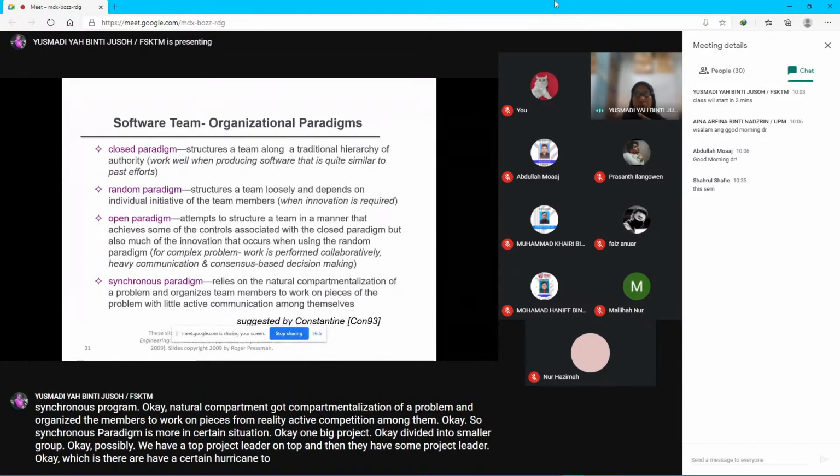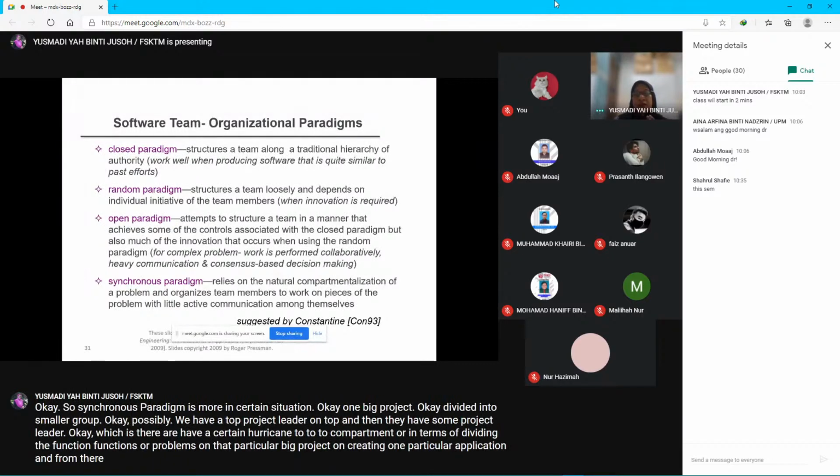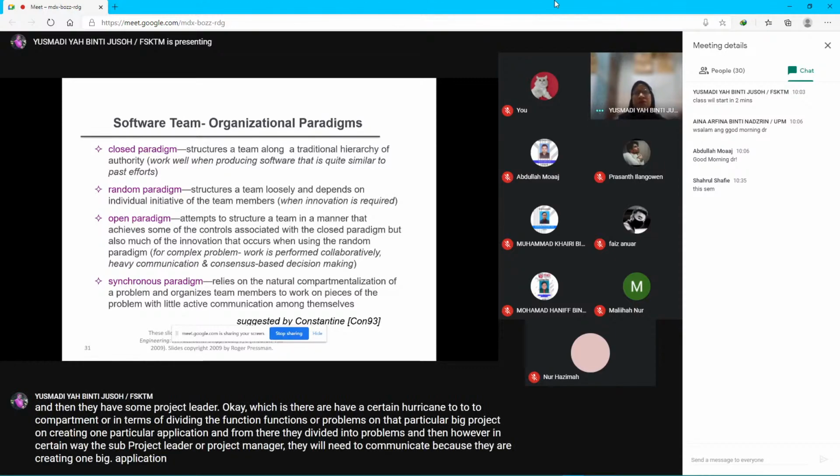So to compartmentalize, or divide the functions or problems of that particular big project on creating one particular application, they divide it into smaller problems. However, in a certain way the sub project leaders or project managers will need to communicate, because they are creating one big application or system, one big project, but still they have to communicate with each other.